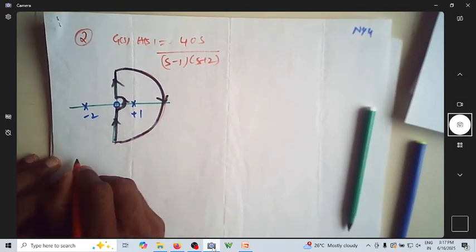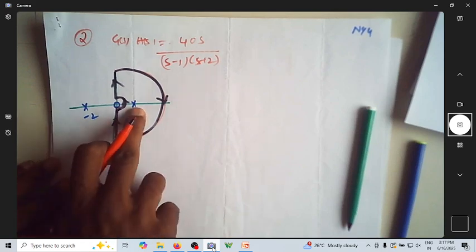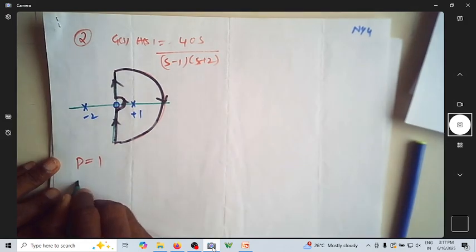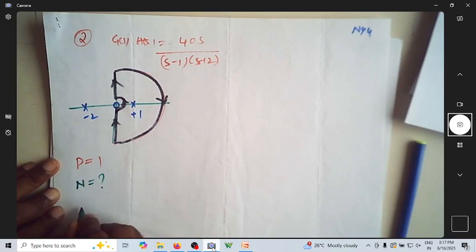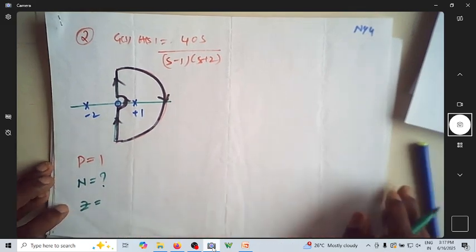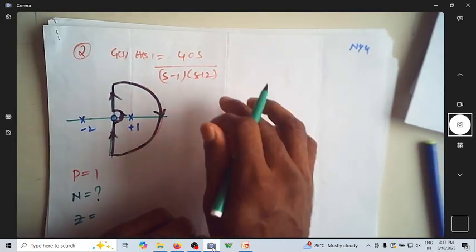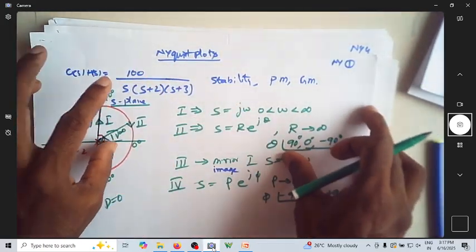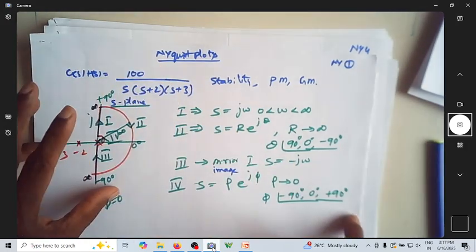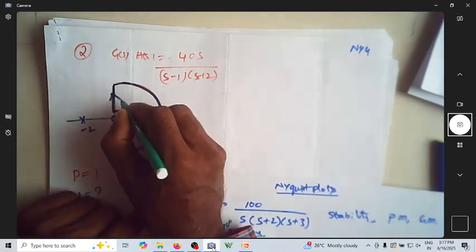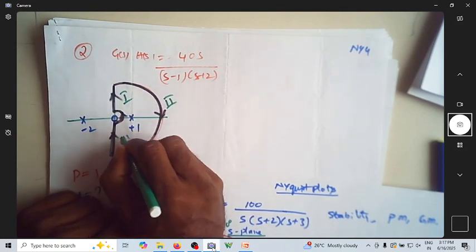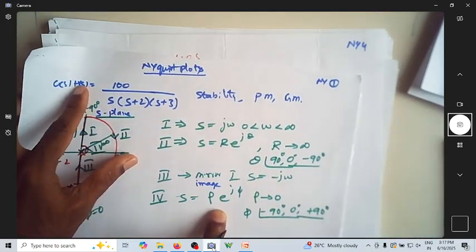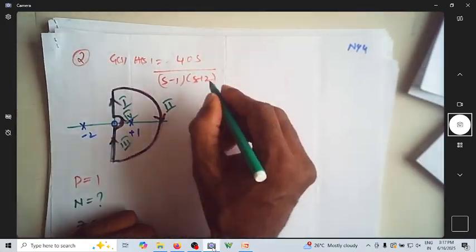So now P is actually equal to 1, because one pole is towards the right hand side of the plane. So now we need to find the value of it. Let us start mapping. Let me not repeat this step again and again, as this is common for all the problems. Here also you have 4 segments: first, second, third, and fourth segment. I'll just be substituting these as the values of S for each segment.